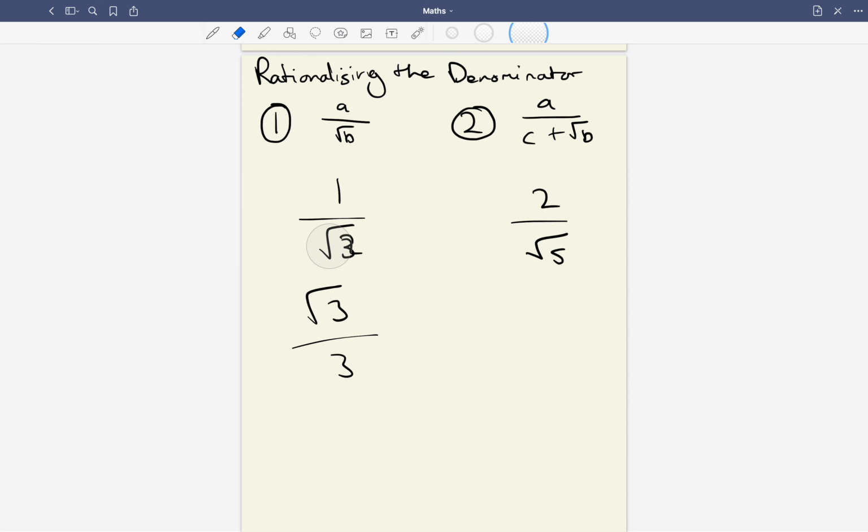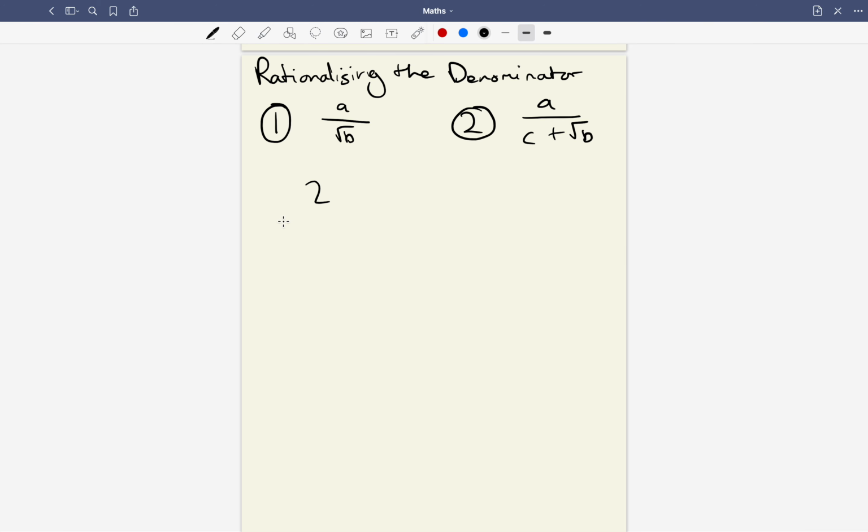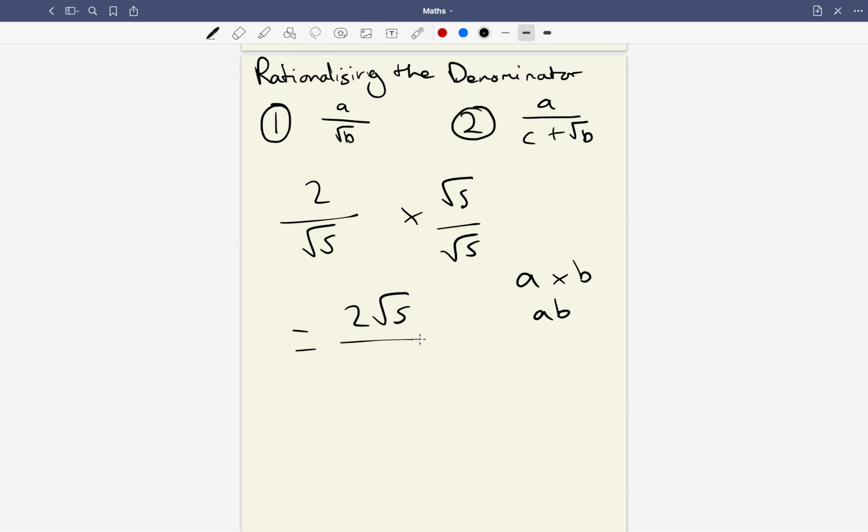And this one, I'll just walk through because it's a little trickier. So 2 over root 5 times root 5 over root 5. So you've got 2 root 5, because you do 2 times root 5 to get 2 root 5. Remember from the last lesson where I said a times b, you can write as ab. So that is 2 times root 5, but you just write it as 2 root 5. And root 5 times root 5 is root 25, which is just 5. So that's that rationalised. We no longer have a surd on the denominator, therefore it's rational.